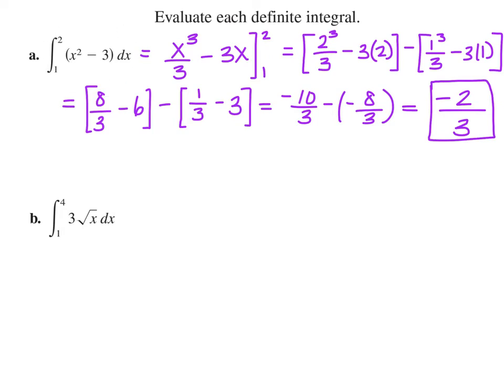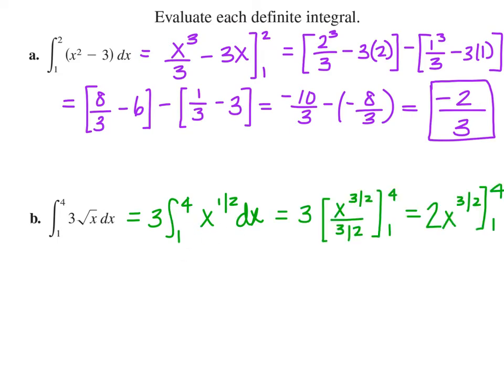All right, so let's work through something that may not be as clear cut. I don't know how you feel about the square root function, so I'm going to rewrite this integral. What a constant multiple allows me to do here is to pull that on the outside. So I'm going to have 3 times this integral from 1 to 4 of x to the 1/2 dx.